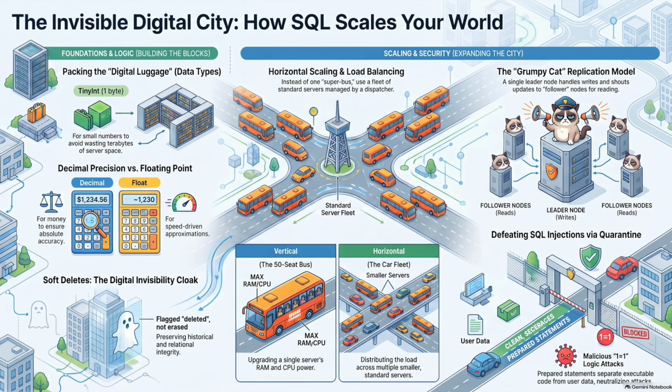Exactly. So the cat is grumpy because of the sheer stress of middle management. It is constantly catching incoming data and shouting instructions at the followers. It is the heavy burden of network delays, really. The leader node is constantly stressed because it has to decide how strictly it wants to manage the sharing of data. It has two choices, synchronous or asynchronous replication.